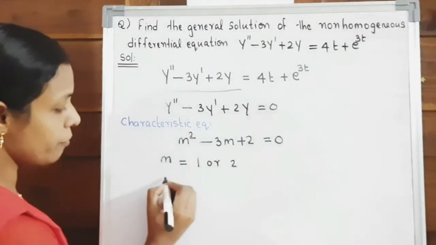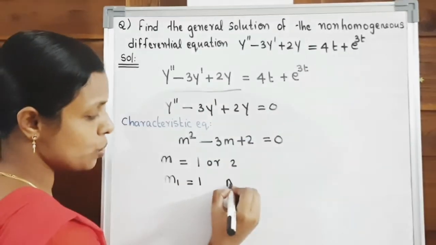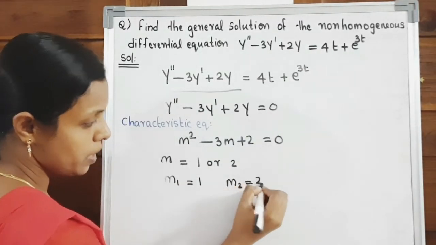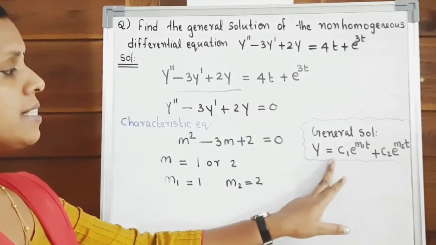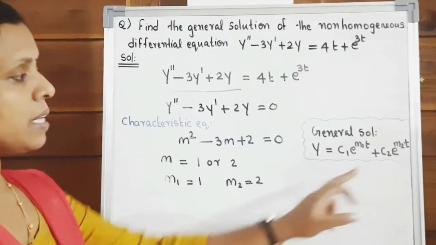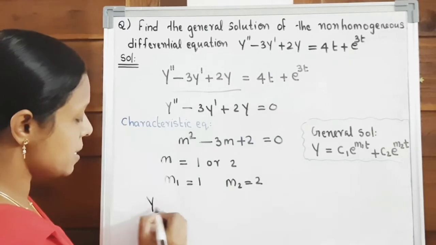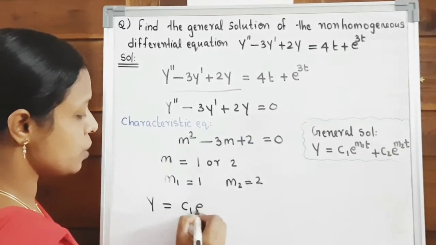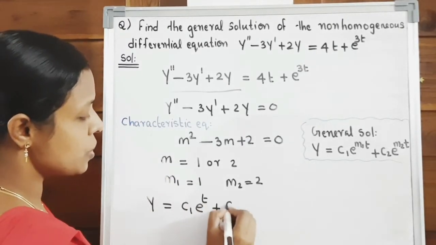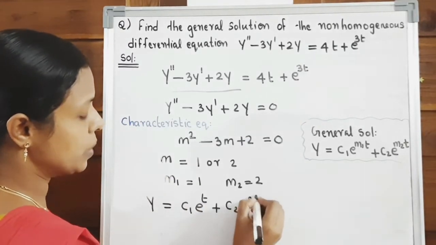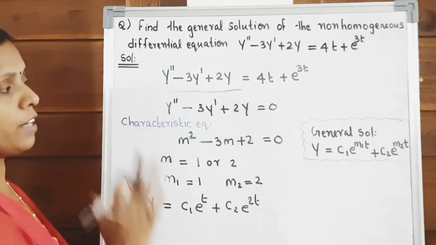We take m1 is equal to 1 and m2 is equal to 2. These are distinct real roots. Then the general solution is of the form y is equal to c1 e raised to m1t plus c2 e raised to m2t. So we get the general solution y is equal to c1 e raised to t plus c2 e raised to 2t. This is the general solution of the homogeneous differential equation.